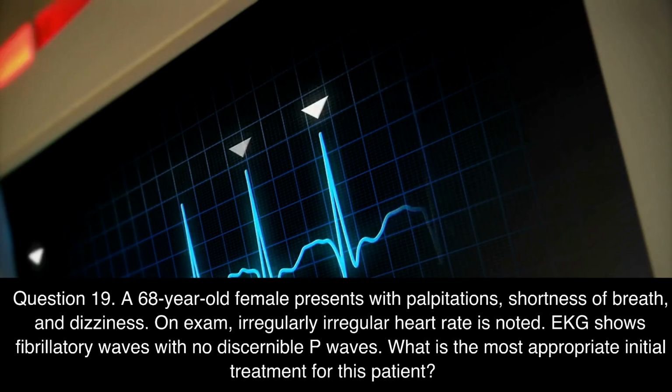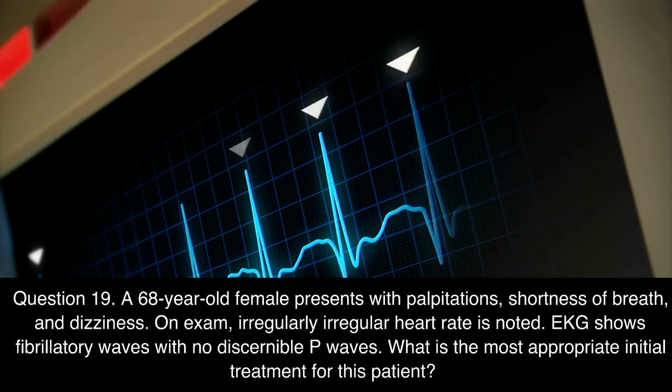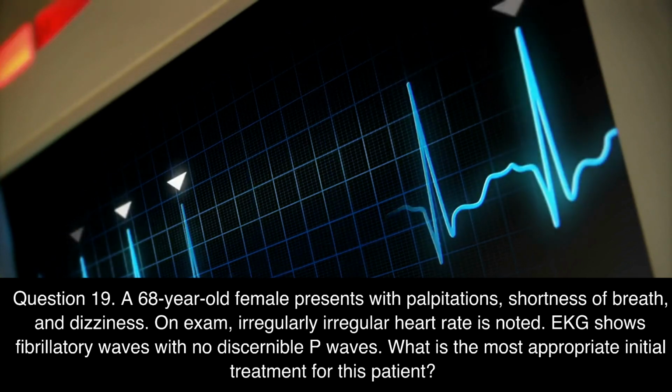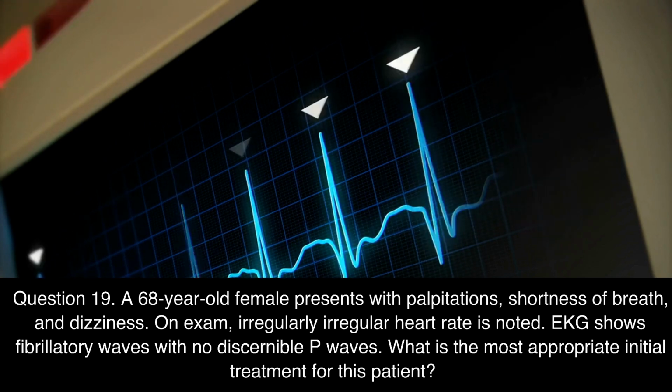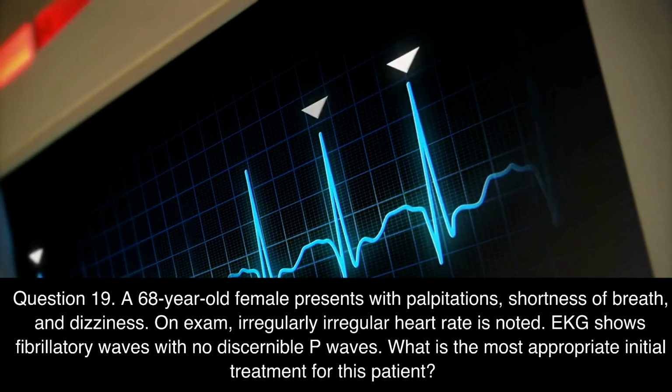Question 19. A 68-year-old female presents with palpitations, shortness of breath, and dizziness. On exam, a regularly irregular heart rate is noted. EKG shows fibrillatory waves with no discernible P waves. What is the most appropriate initial treatment for this patient?